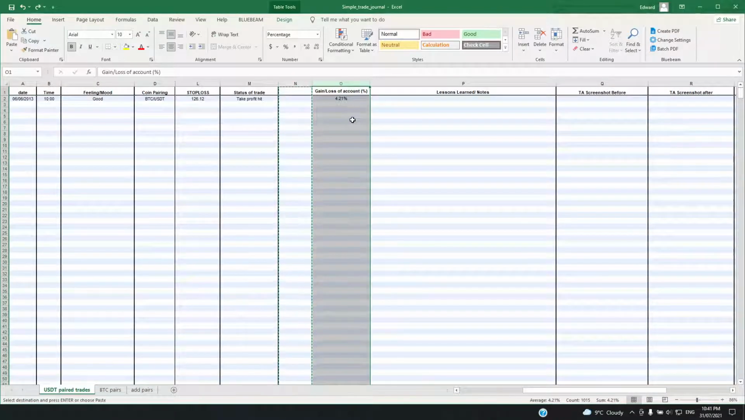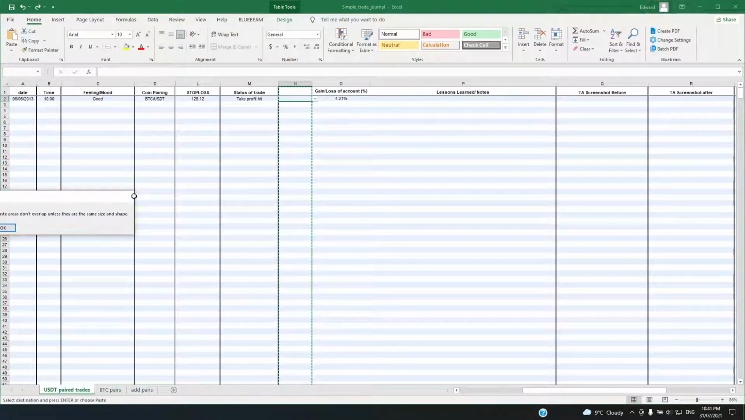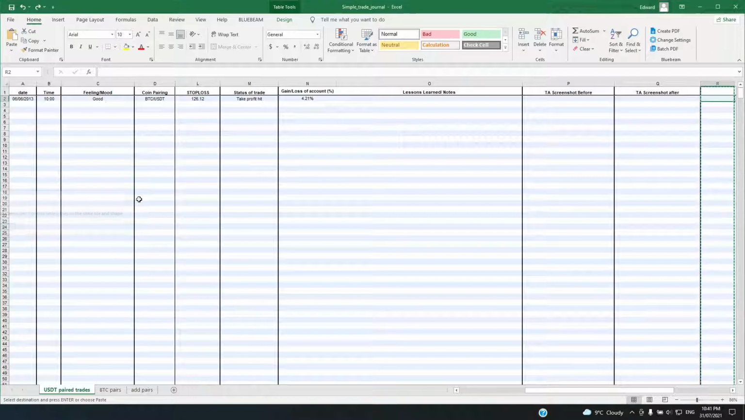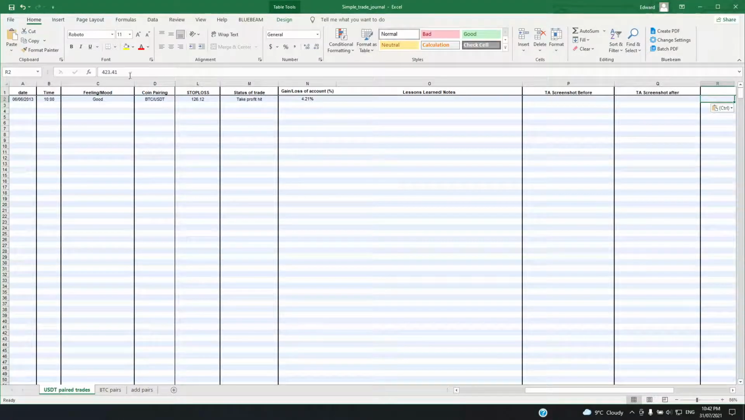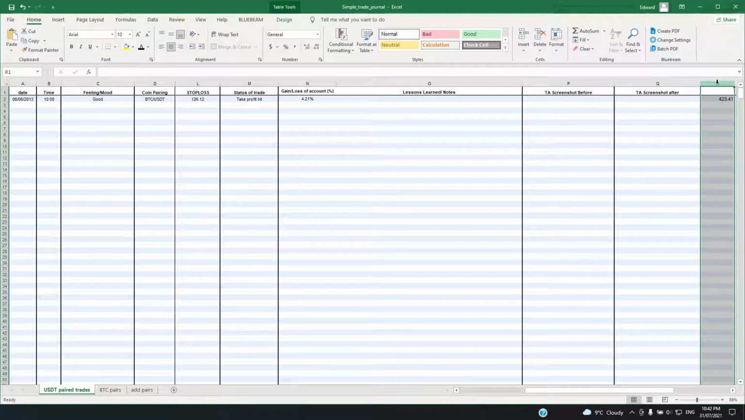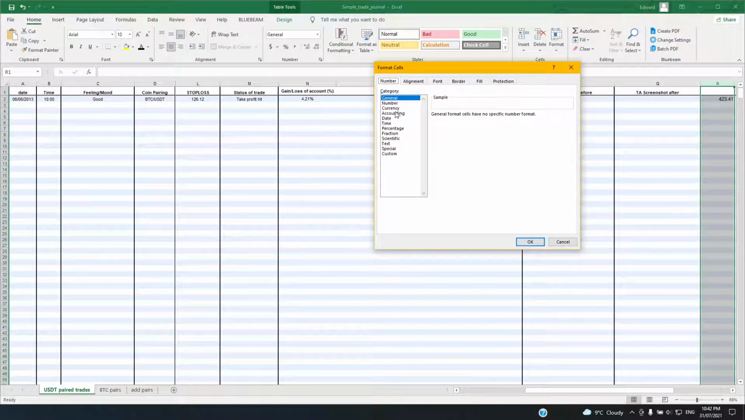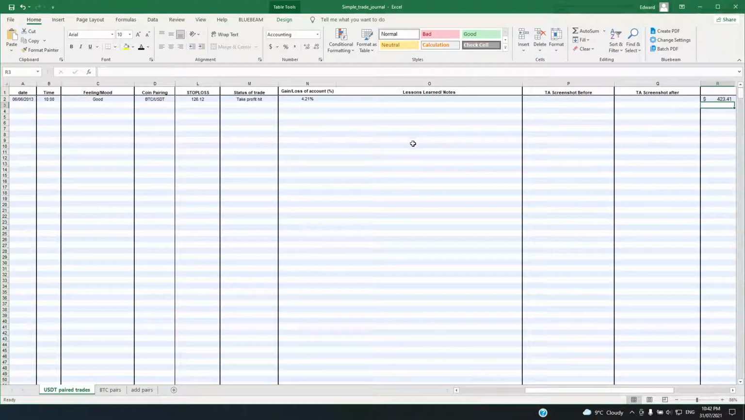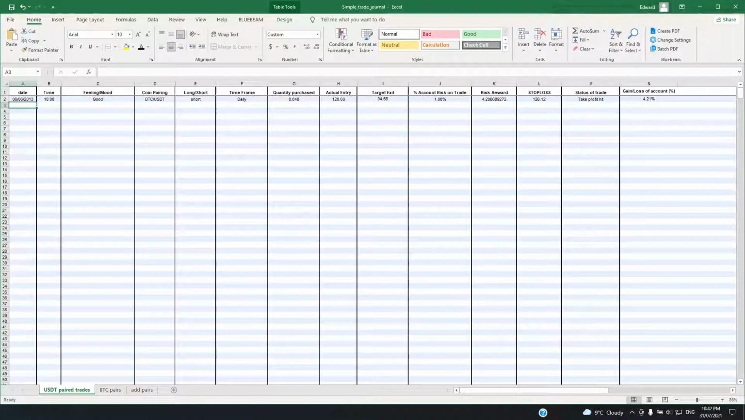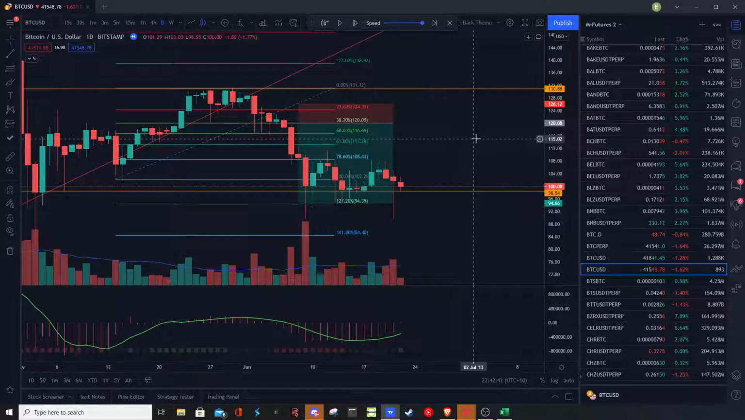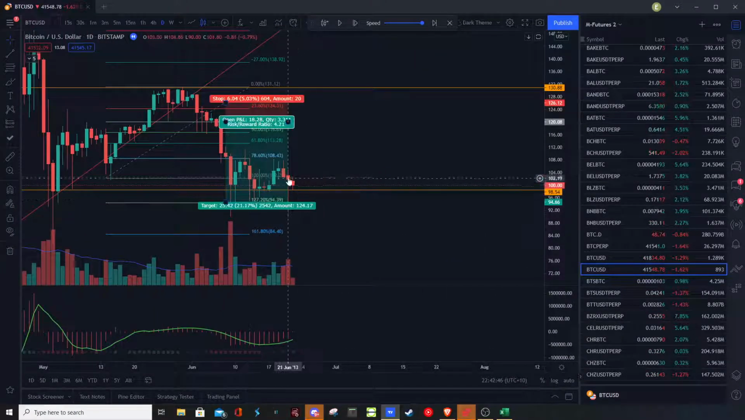Alright, I'll just put format cells. Okay, so that's one trade done. In the bag. We've got some buying pressure here.